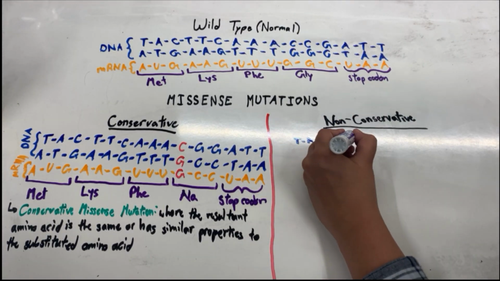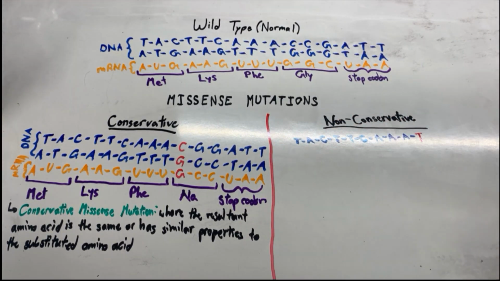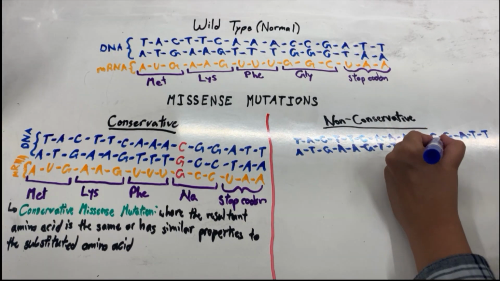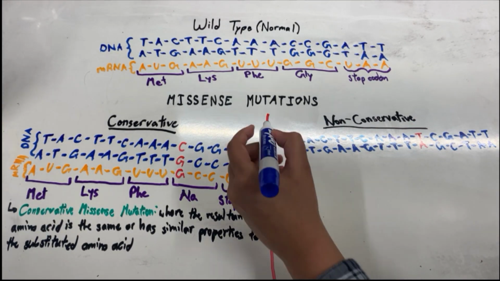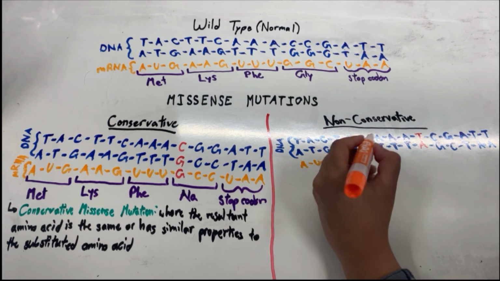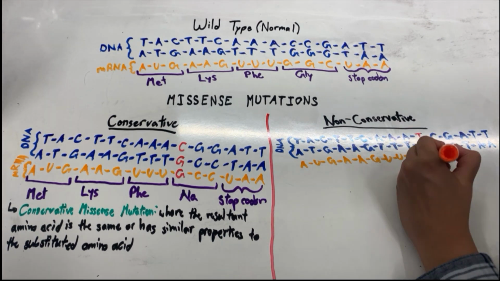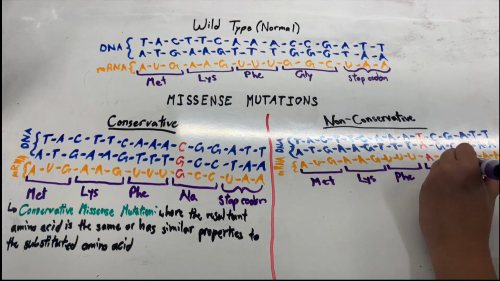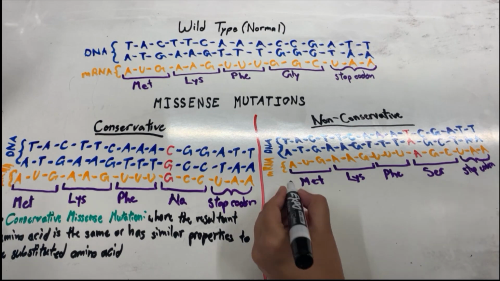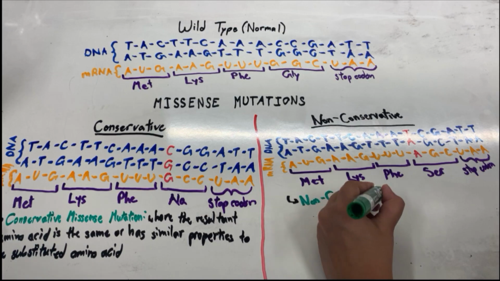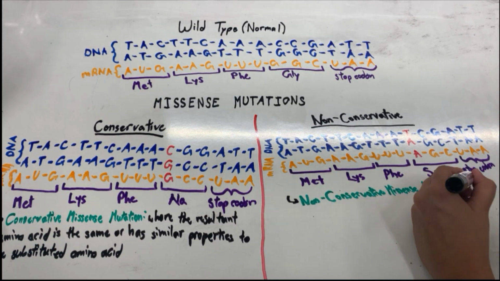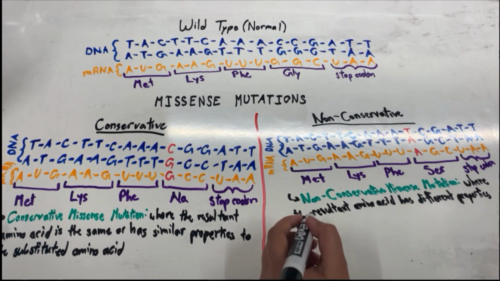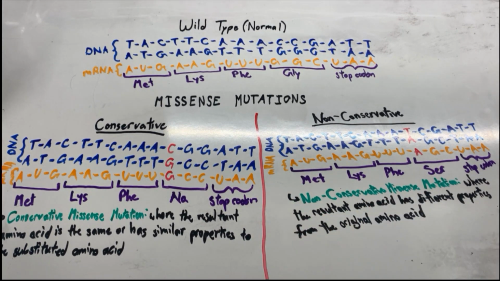A non-conservative missense mutation is where the resultant amino acid has different properties from the original amino acid. For example, when a non-polar amino acid is substituted for a charged polar amino acid, this will most likely result in a change in the protein's shape and function. This is in fact the case in sickle cell anemia, where valine, a non-polar and hydrophobic amino acid, is replaced by glutamic acid, a charged and acidic amino acid. This substitution results in a fundamental change in the shape of hemoglobin and is the primary contributor to the pathology associated with sickle cell anemia.